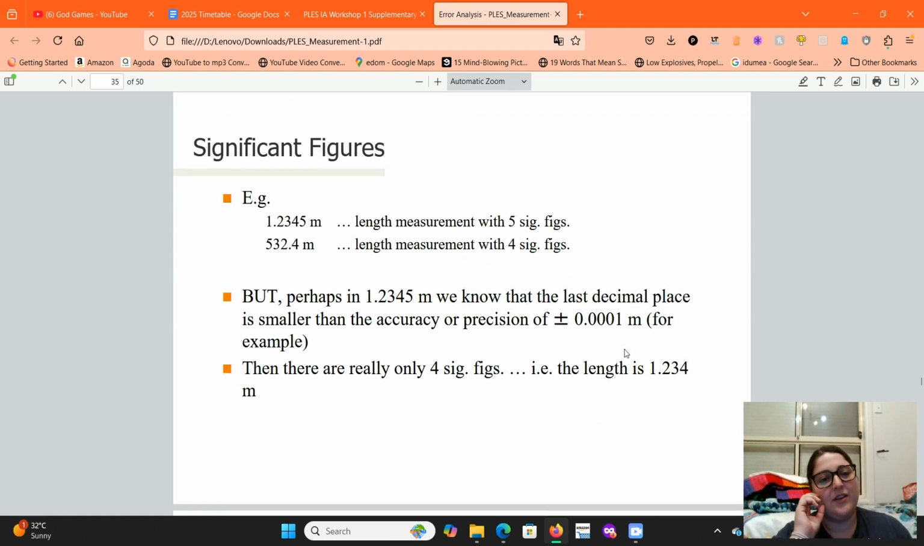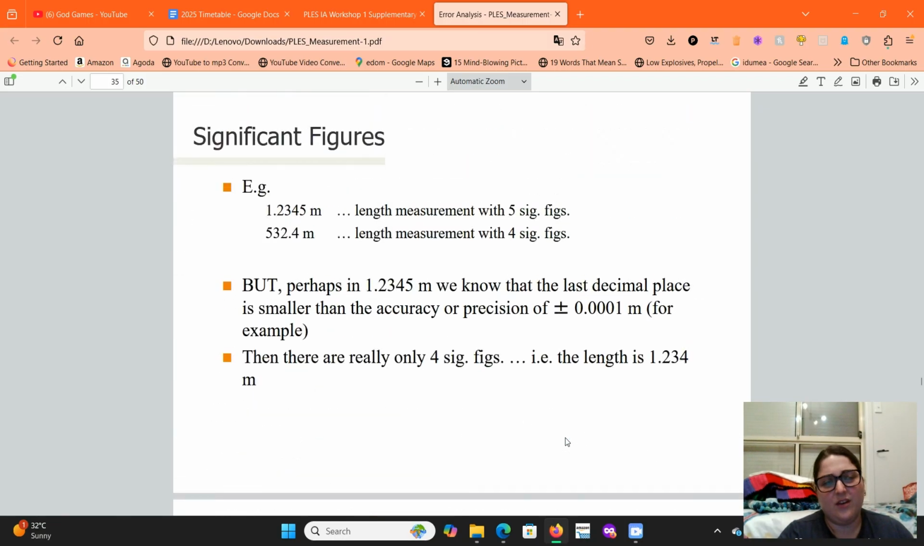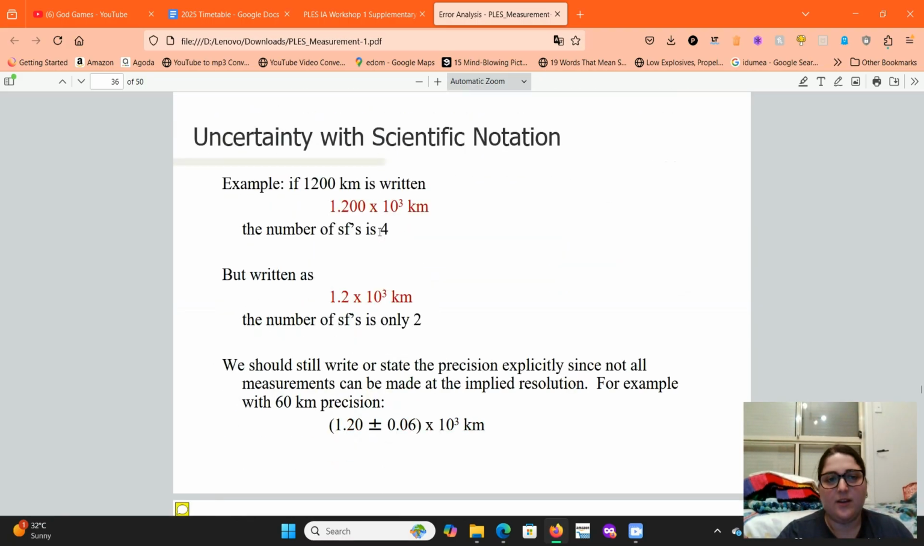Okay. For example, 1.2345 meters is a length measurement with 5 significant figures, and 532.4 meters is a length measurement with 4 significant figures. But perhaps in the 1.2345 meters, we know that the last decimal place is smaller than the accuracy of the precision. Then there are only really 4 significant figures, i.e. the length is actually that instead. Okay? For year 12s, when you're writing your answers, it's usually either 2 or 3 significant figures, so 2 or 3 figures after the decimal point. Okay?